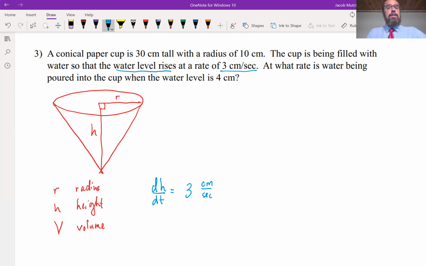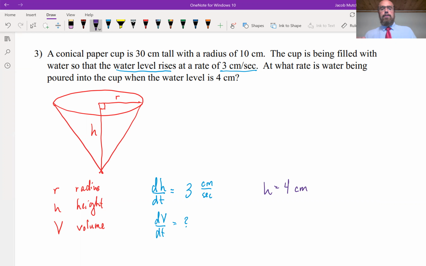The question itself, what I'm trying to answer here, is what rate the water is being poured into the cup. That is going to be described by dV/dt. So that is what I'm trying to solve for. What's the rate of the volume as time changes? And then I do have a specific piece of information. I'm told that the specific height we're interested in is 4 centimeters.